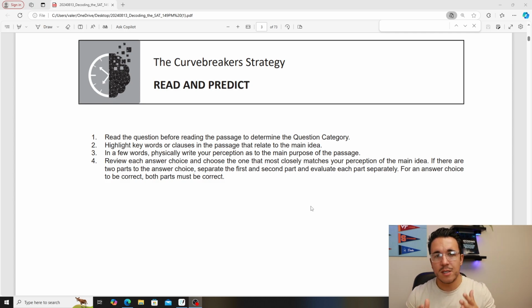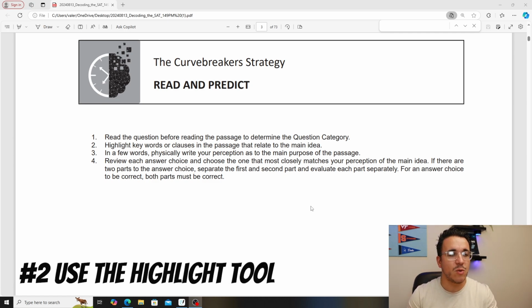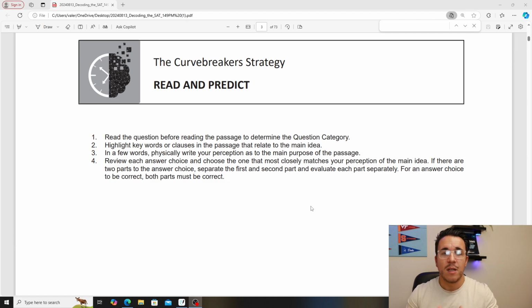Number two, same idea as many other questions on the digital SAT. You need to use the highlight tool to highlight keywords or clauses in the passage that relate to the main idea. This is a skill that you can develop over time. You need to practice doing it. Students that actively practice these things tend to do better than students that don't. So I'd encourage you to try to do this as you're doing practice questions and practice tests.